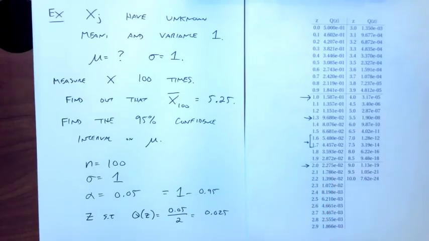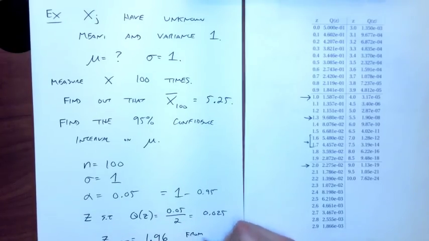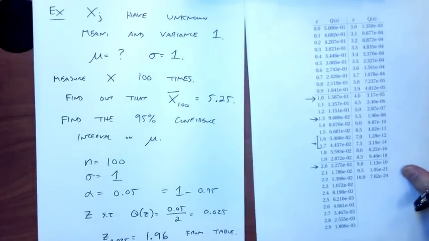I know it's pretty close to 2, and you can look that up in the table. So instead of having to eyeball it, you can actually get these values from a table. This z sub 0.025 I'm getting from the table is 1.96. It's kind of like an inverse Q table, right? It's kind of like a reverse lookup.